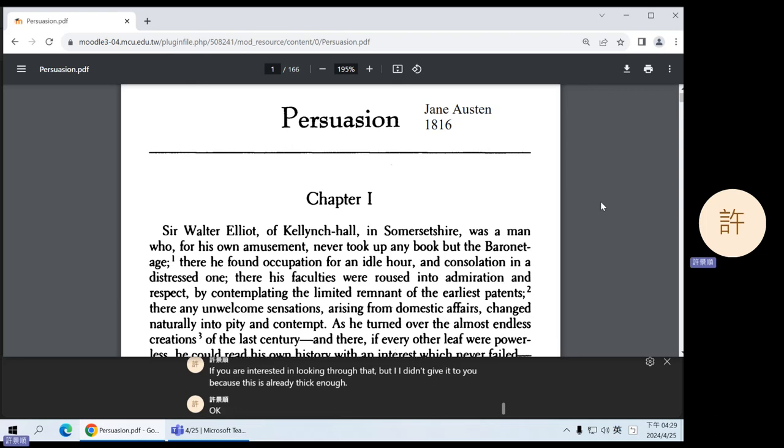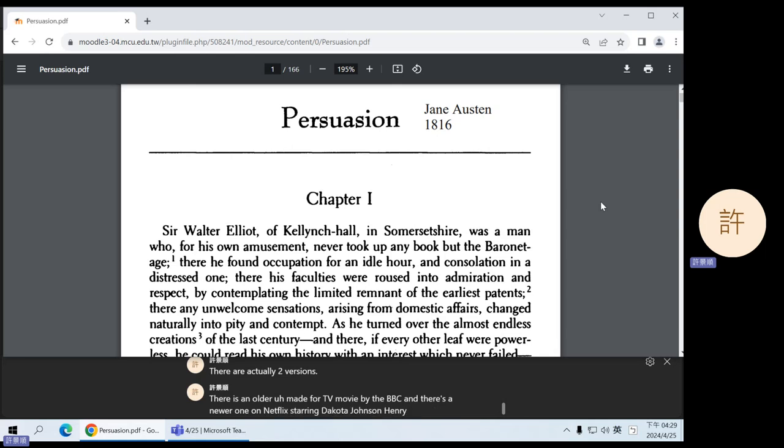Okay, so very quickly, I'm going to tell you what's going to happen next week. Next week, we're going to watch the movie version of this book. There are actually two versions. There's an older made-for-TV movie by the BBC, and there's a newer one on Netflix starring Dakota Johnson, Henry Golding, and Cosmo Jarvis that premiered, I think, last year or 2 years ago.